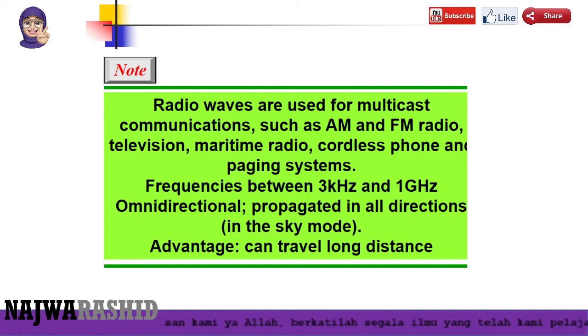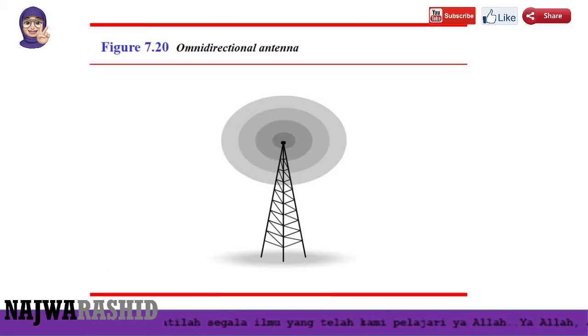Okay, this wave is omnidirectional, propagated in all directions in the sky. The advantage of this wave is that it can travel long distances. So that's why we can do communication through television, radio, and paging systems using this radio wave. Okay, this is the antenna for the omnidirectional. That means it can spread the signal omnidirectionally.